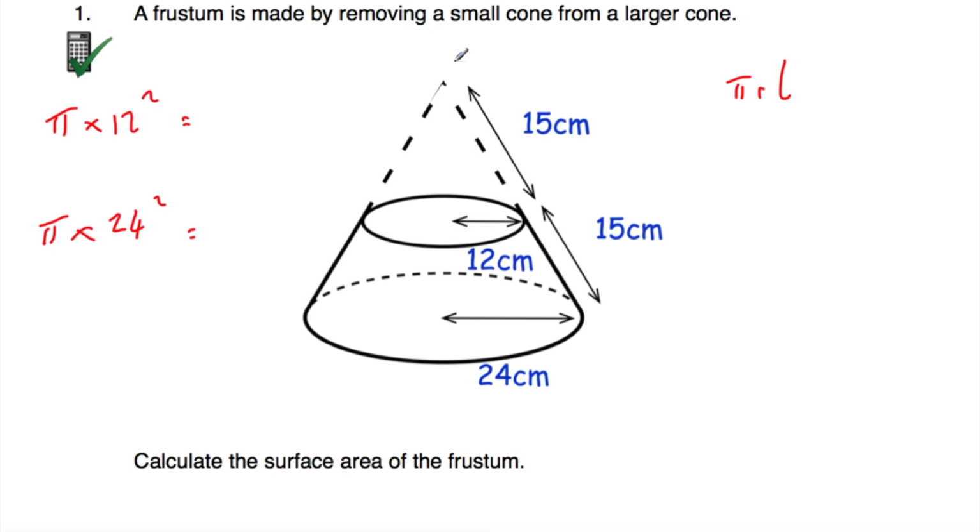But what I'm going to do is work out the area of the curved face for the cone that's been removed, and then if we take them away, what's left will be the area of the curved face of the frustum. So let's work that out.